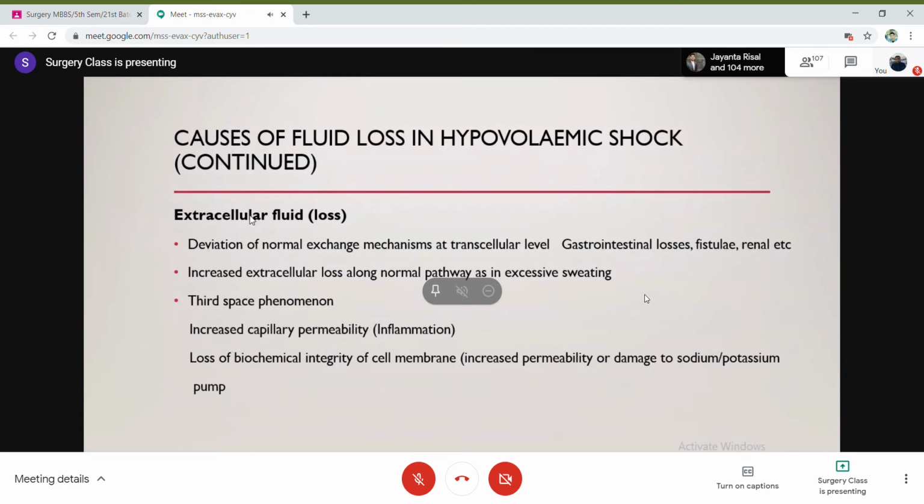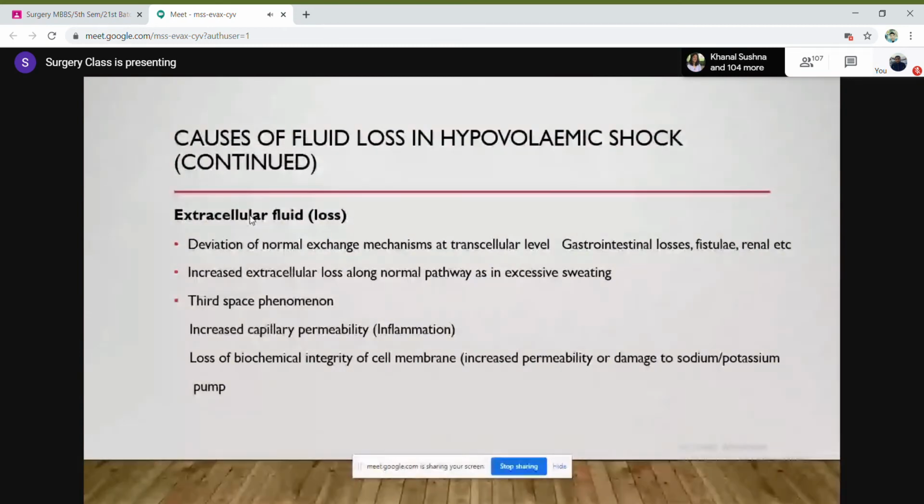So that is why when you're watching a professional football game, you see that the athlete is pouring a lot of water over the head. So he's losing a lot of fluid, he or she. So one of the causes of fluid loss is excessive sweat. And then the third space phenomenon, in any form of inflammation, there is increased capillary permeability. So that increase in capillary permeability allows free exchange of fluid. So that will lead to excessive fluid loss.